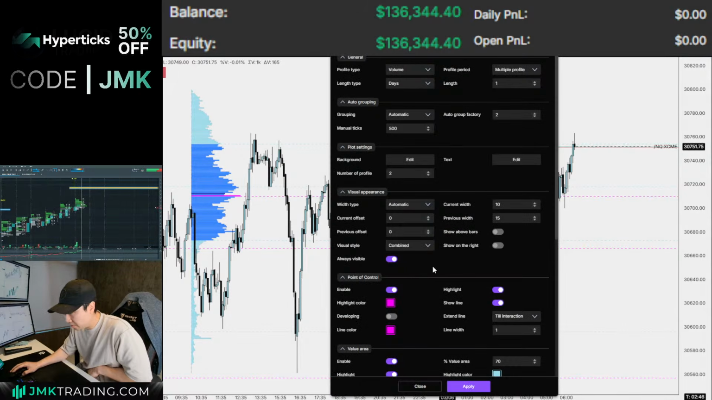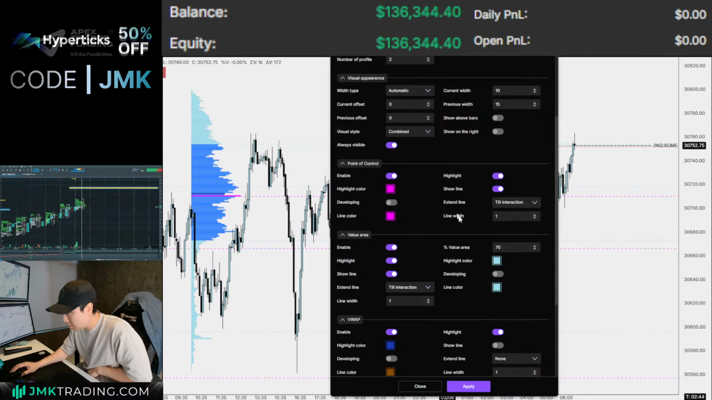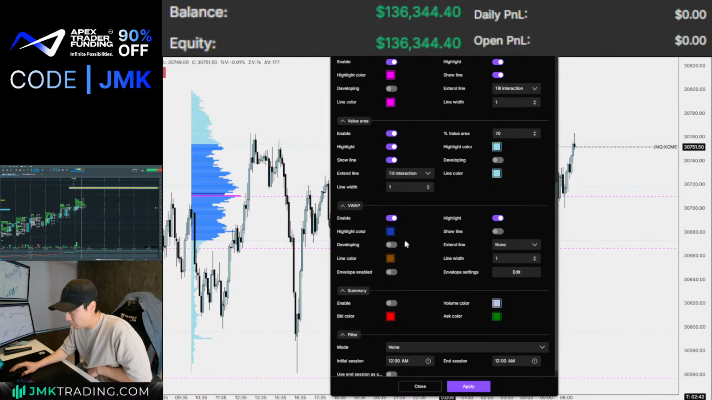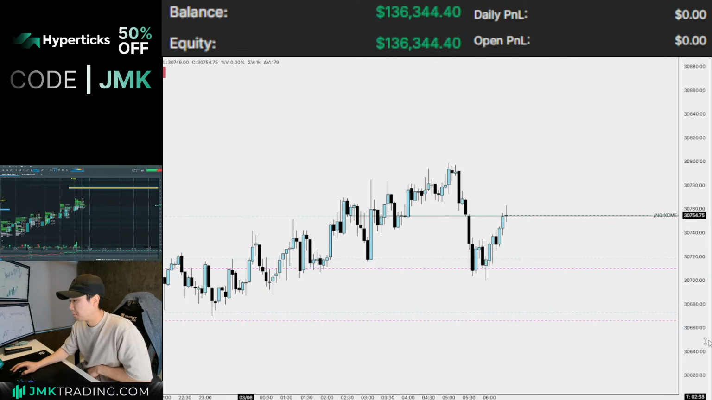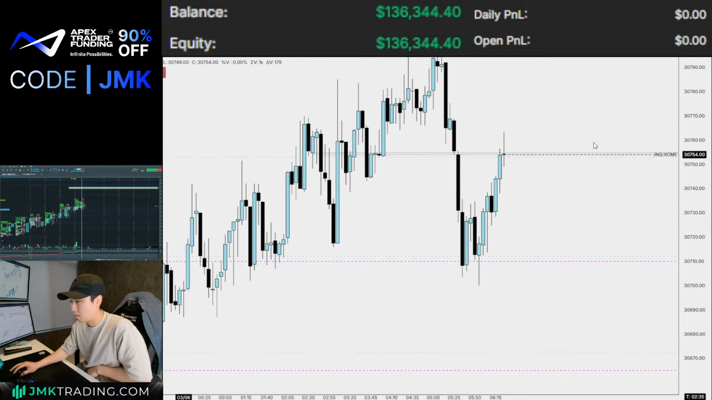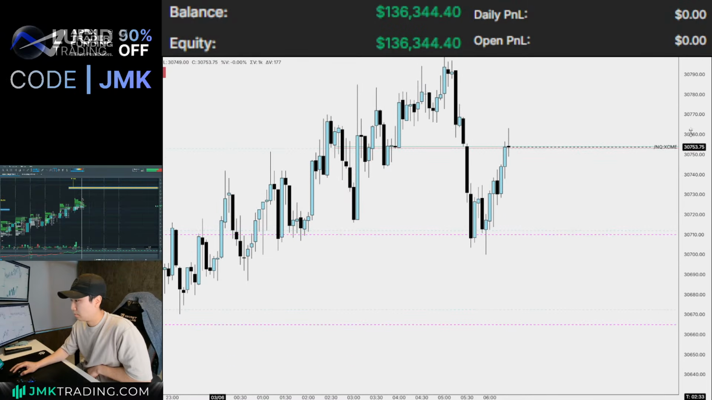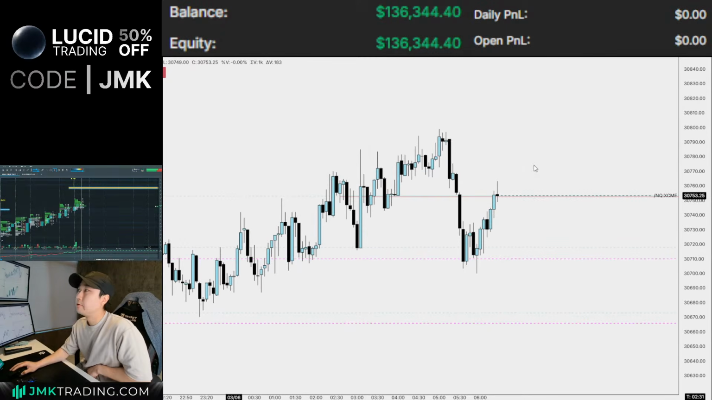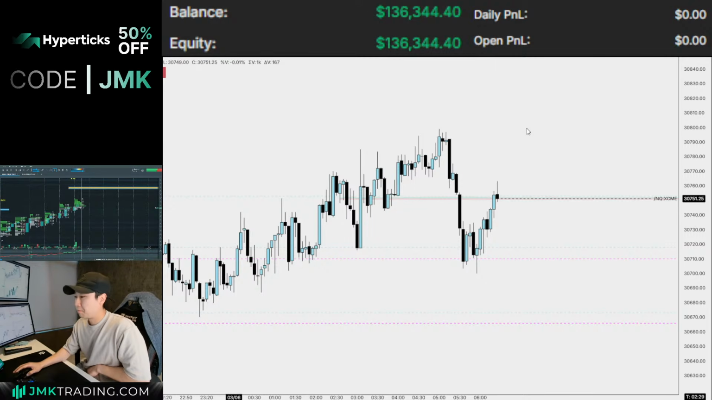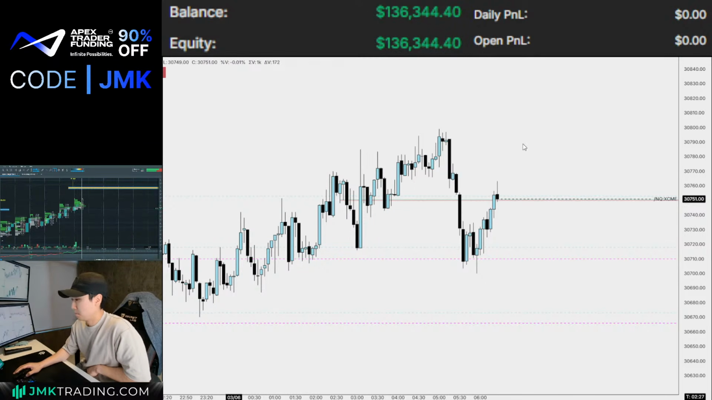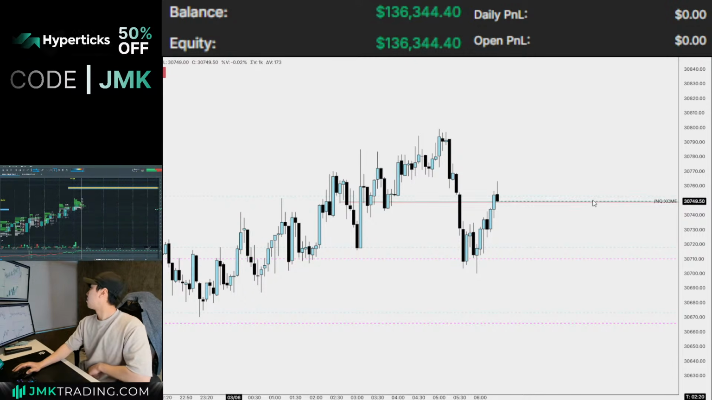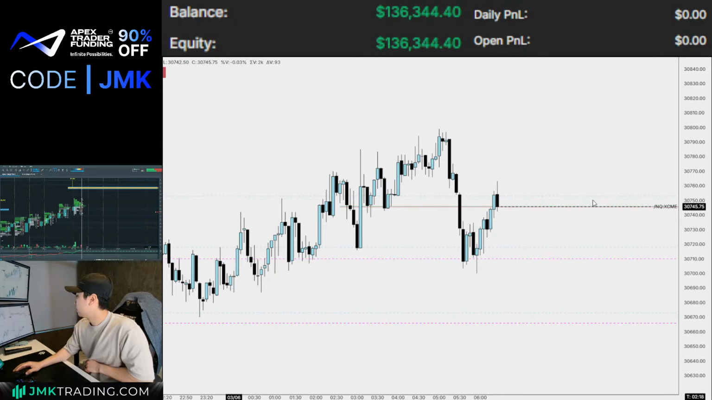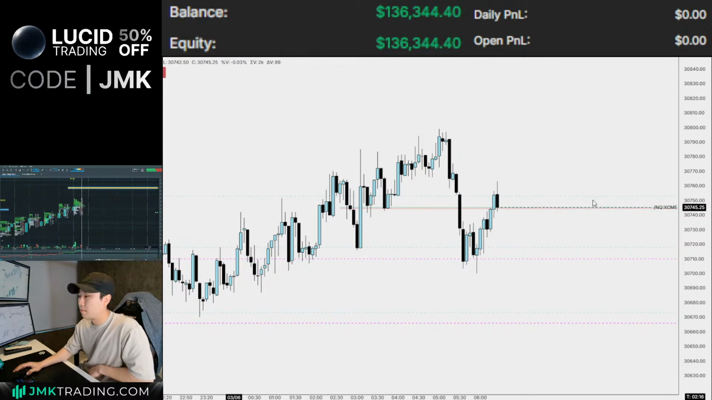I'm gonna make the previous days like a different color. I don't think there is. Okay. It's kind of nice, actually. It's pretty accurate as well. We're right at value high, so let's see if ES and NQ reject here.